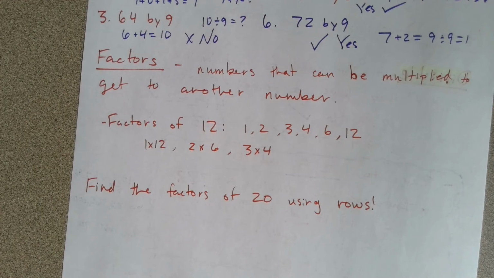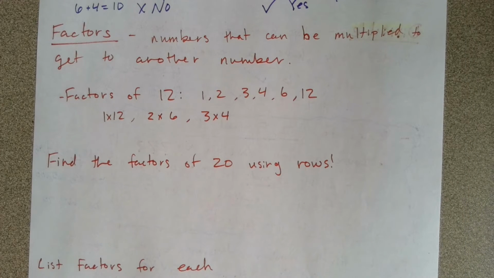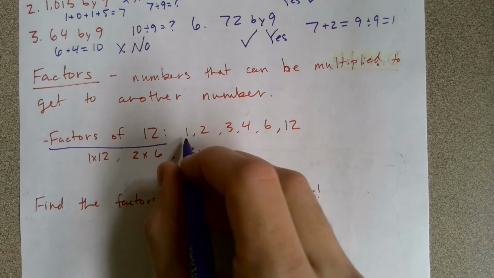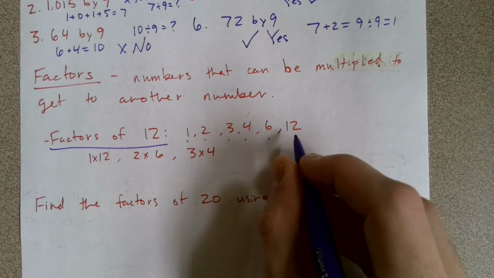Now we're going to talk about some factors here. Something you've probably already heard of. Factors are numbers that can be multiplied to get another number. So basically, if we have a number, all of its factors are numbers that you would multiply to get there. So for example, our factors of 12 are any numbers that we use to get towards 12. I listed them out right here. I've got 1, 2, 3, 4, 6, 12.